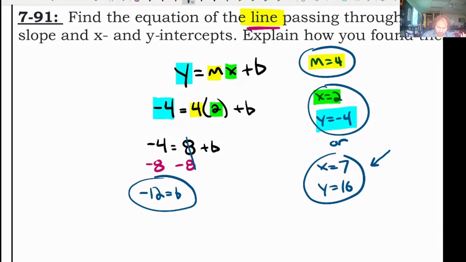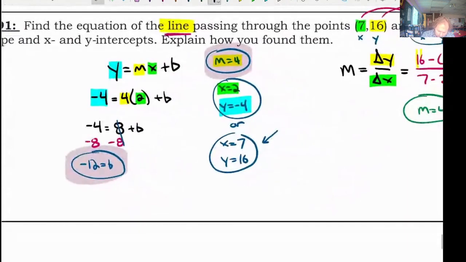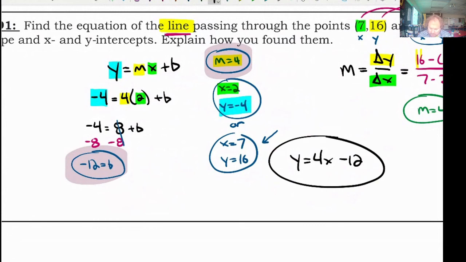We found the slope right here. We found out the y-intercept right there. So writing the equation becomes really easy. The equation is going to be y equals 4x minus 12, and that is the equation. Before you leave, it's probably worth plugging in 7 for x and confirming that you get 16 for y. 4 times 7 is 28, and 28 minus 12 is, in fact, 16. So it works for the other set of coordinates also.